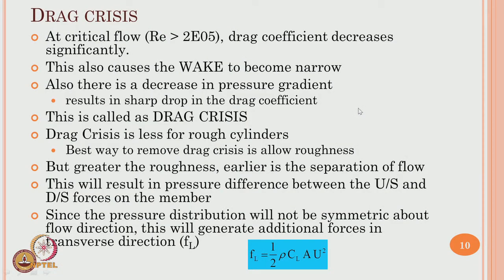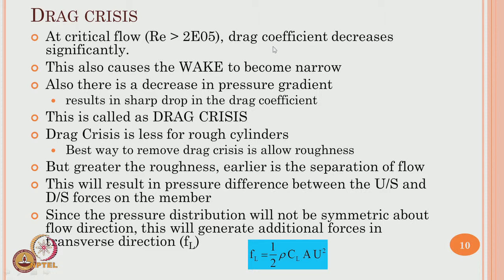There is something called drag crisis in the literature, which is very important for drag dominant structures in offshore platforms. At critical flow, for example, when the Reynolds number exceeds 2×10^5, the drag coefficient decreases phenomenally. This also causes the wake to become very narrow. When the wake becomes narrow, this causes a decrease in pressure gradient. This decrease in pressure gradient will result in a sharp drop in the drag coefficient. This is what we call drag crisis. The drag crisis is less for rough cylinders, of course.